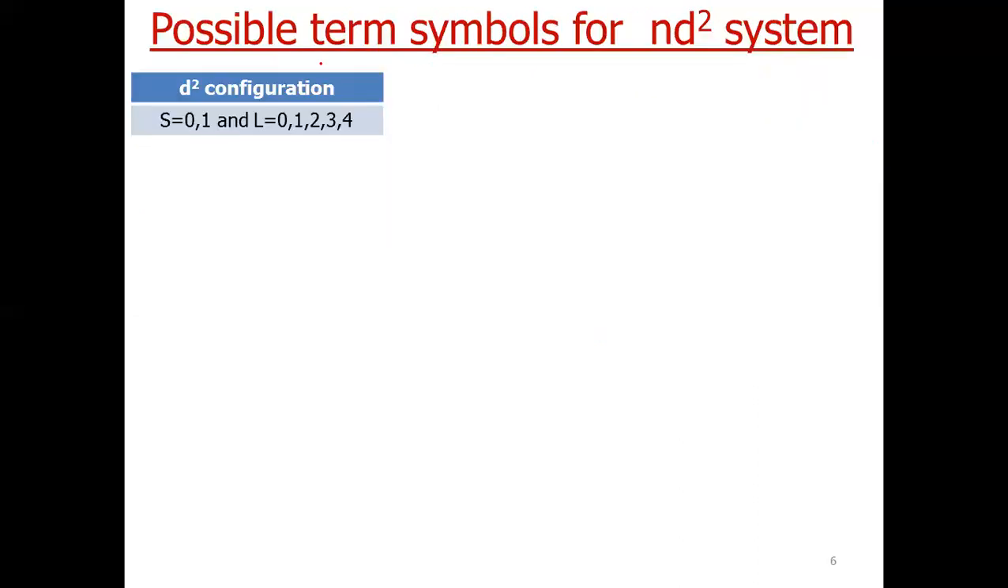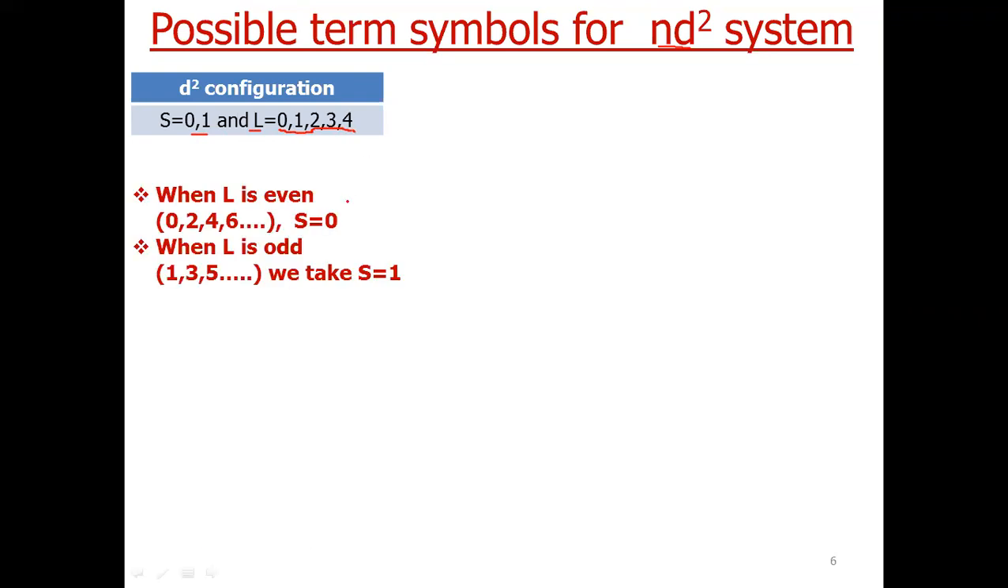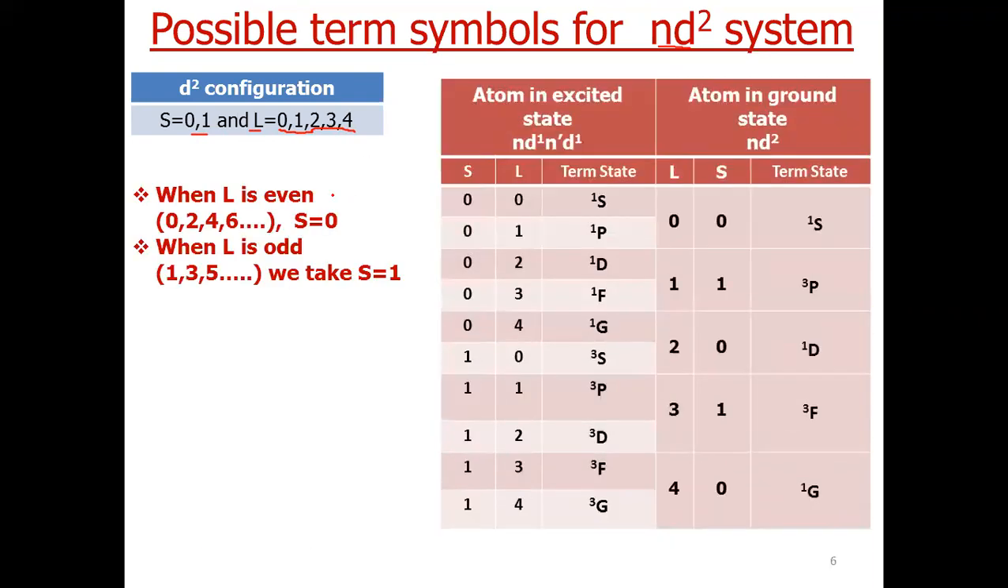Now let us see what the possible term symbols are for a d2 system, which is an atom in its ground state. For a d2 system, we have capital S equal to 0 and 1, whereas capital L comes out to be 0, 1, 2, 3, 4. Now we will apply the rule. If L is even, like 0, 2, 4, 6, we can have only one value of S, which is 0. And when L is odd, we can have only one value of S, which is equal to 1.